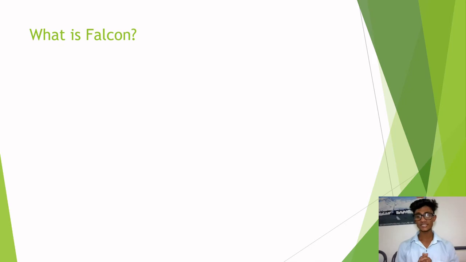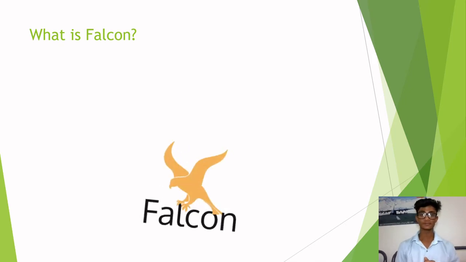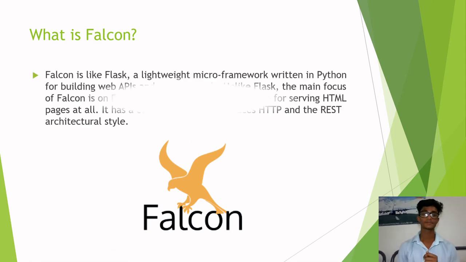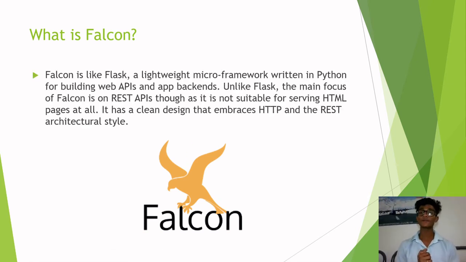Now we know what an API is and how it works. Now let's understand what Falcon is and how it works and what the advantages of Falcon are over Flask and other API development tools. Falcon is like Flask, a lightweight micro framework written in Python for building APIs and app backends. But unlike Flask, the main focus of Falcon is on REST APIs, as it's not suitable for serving HTML pages at all. It has a clear design that embraces HTTP and the REST architecture style.